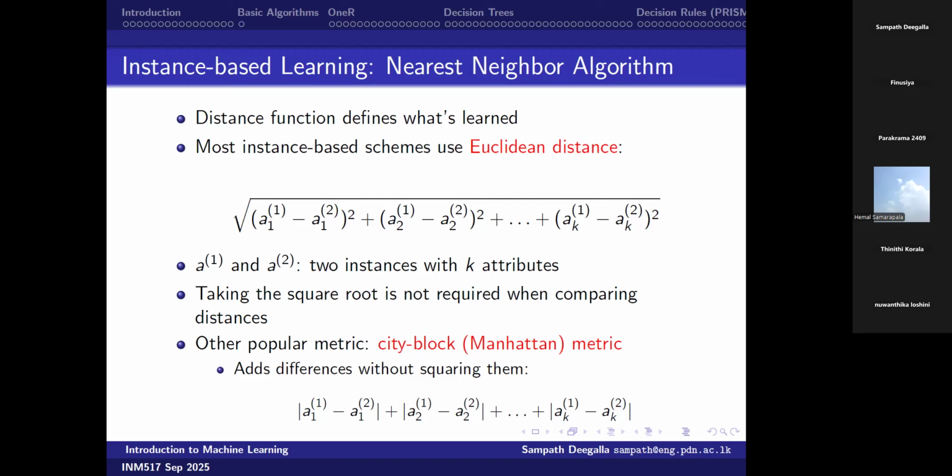But of course, you can take other metrics as well. For example, we have a metric called city block or Manhattan metric. What it does is simply get the differences and then take the absolute value. So in this case, you get just the simple differences, whereas before you would square them and so on. That means there could be many more distance measures.